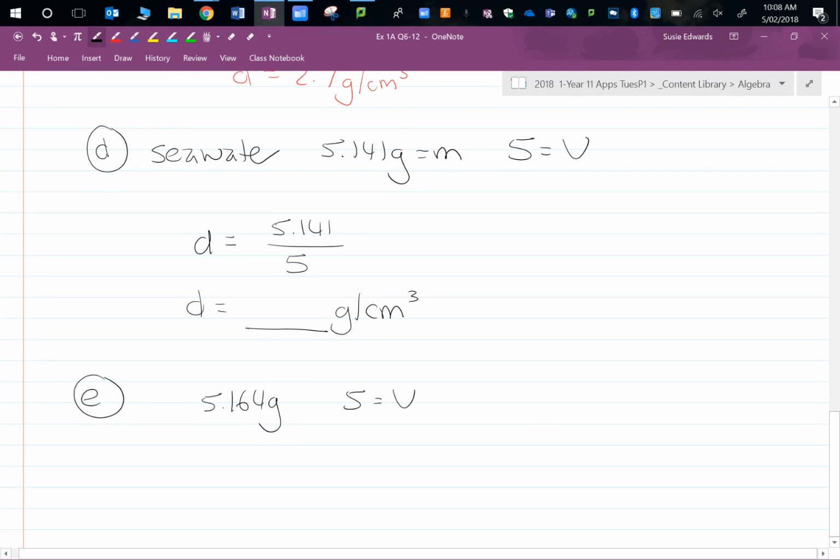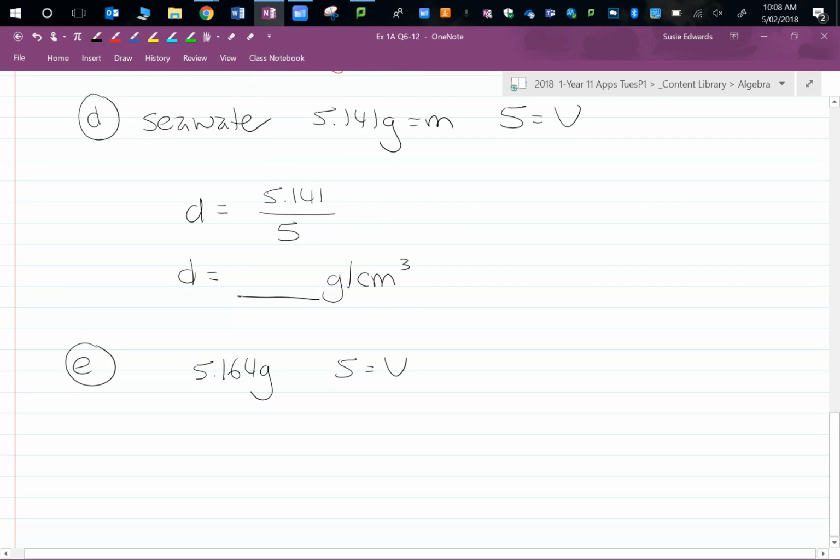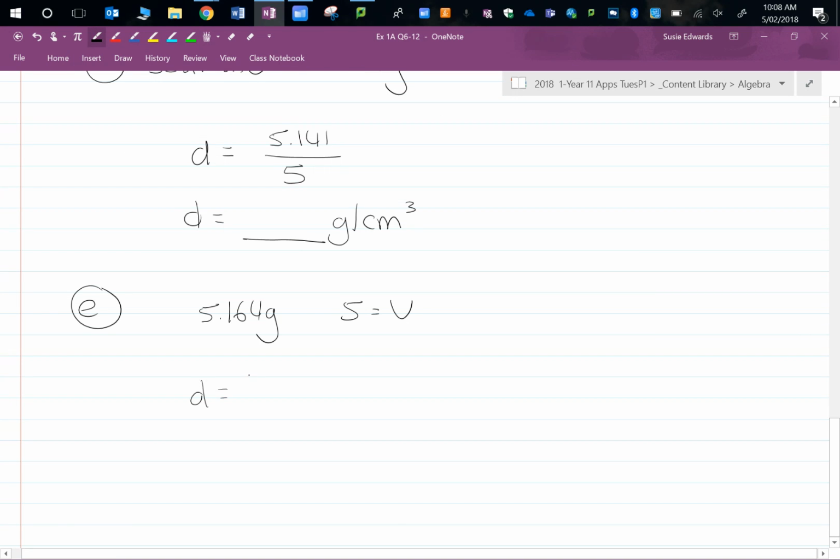So the story told you that as salt water is tested at different depths, the density is going to change. The reason that density is going to change is because this mass changes here. And so all we've got to do is do exactly the same thing. Sub in those numbers. We defined our variables, sub in those numbers to find out what the density is. So this time density equals 5.164 over 5, and you'll find your answer again. For F, we do exactly the same thing, but with the new mass.